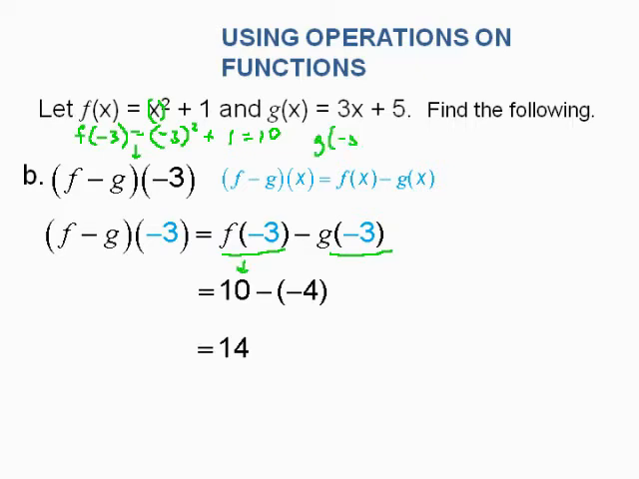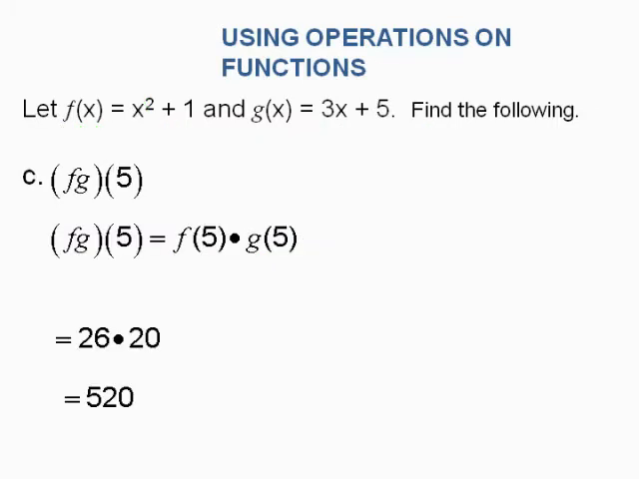G of negative 3 is 3 times negative 3 plus 5. So that would give us a negative 9 plus 5. We would get a negative 4. Now here's where students have to be careful. When you're subtracting functions, watch out for the old minus a negative. So you've got f of negative 3 minus g of negative 3. So watch those signs. If g comes out negative, it's the same thing as adding here, and you'll get 14. So sign errors still in play.